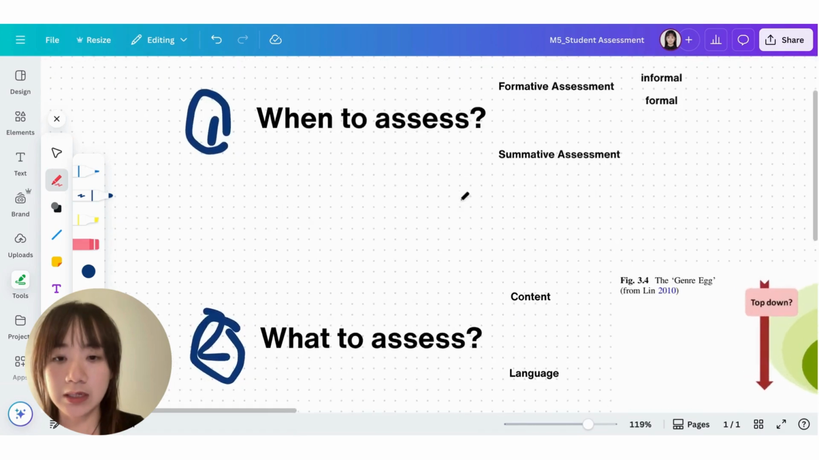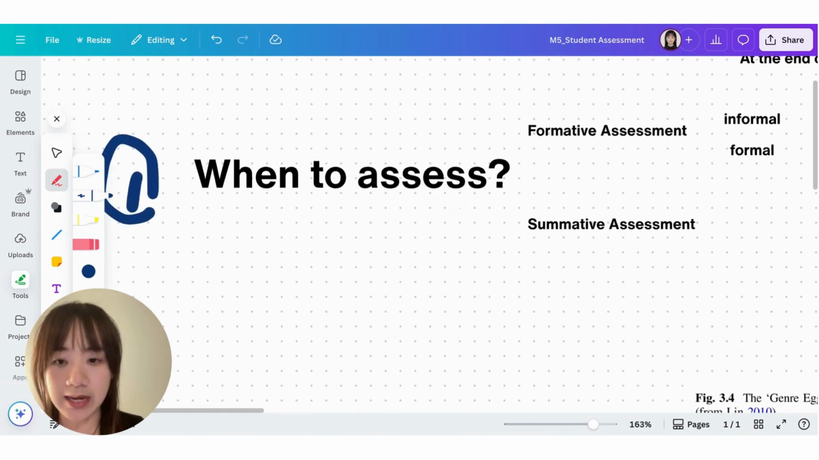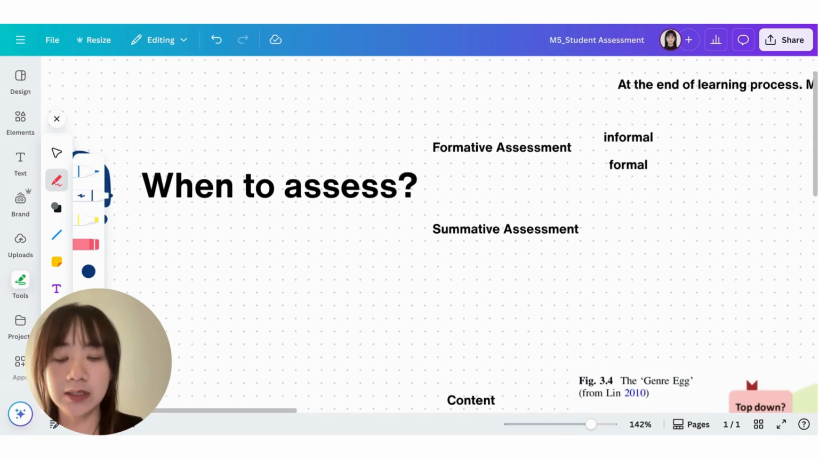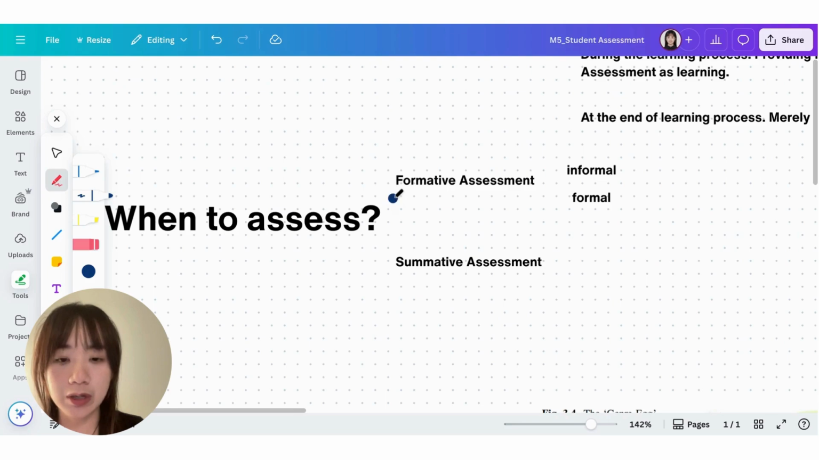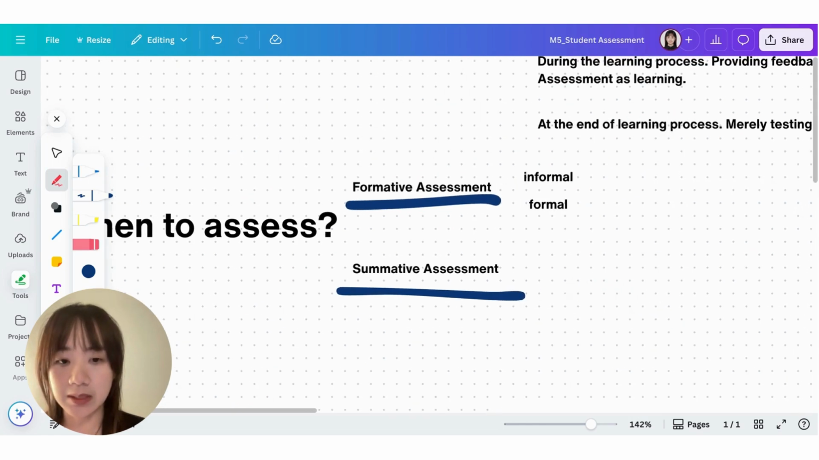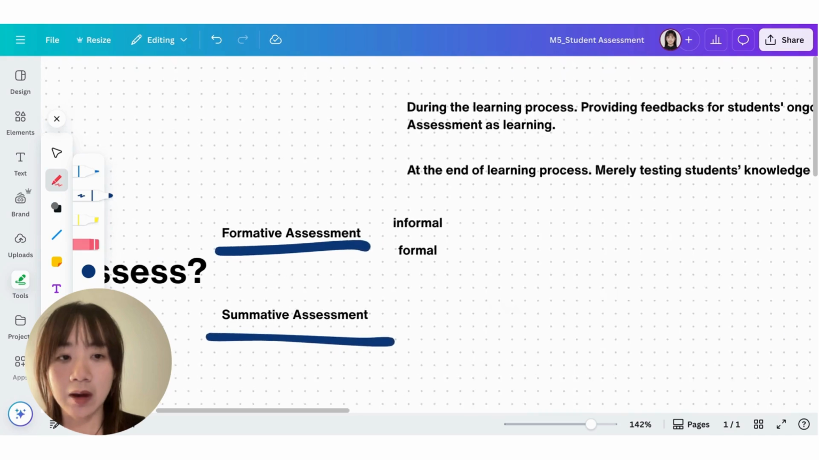Let's first take a closer look at when to assess. When we talk about when to assess, we have to mention two types of assessment, which can help us to decide when we can assess students. The first concept you need to know is formative assessment, and the second term you need to know about is summative assessment. They have already been covered in your pre-lecture readings.